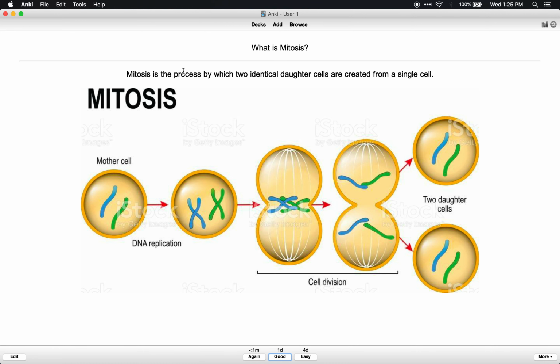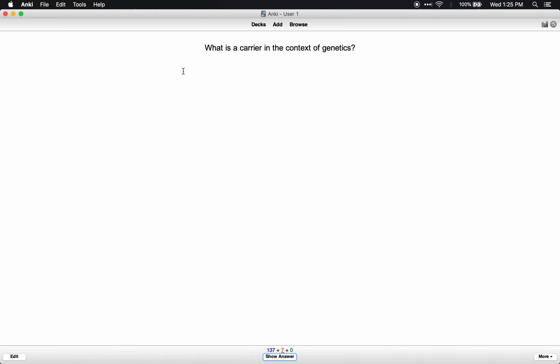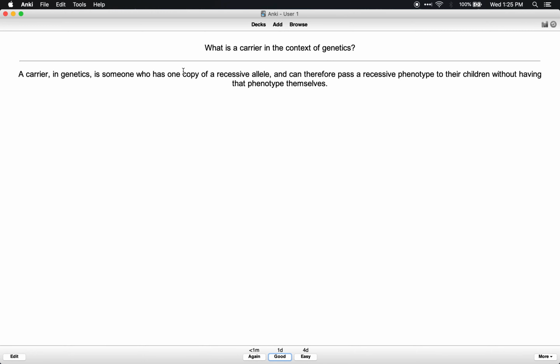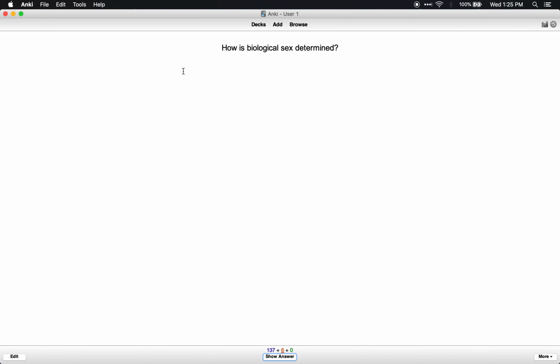Mitosis is the division of cells, so 2N to 2N, resulting in 2 identical daughter cells. Carrier in the context of genetics means it has the bad allele, so heterozygote. Biological sex is determined by X or Y, so XX is female, XY is male. During the S stage, DNA gets replicated, so DNA replication occurs, with formation of 2 sister chromatids.